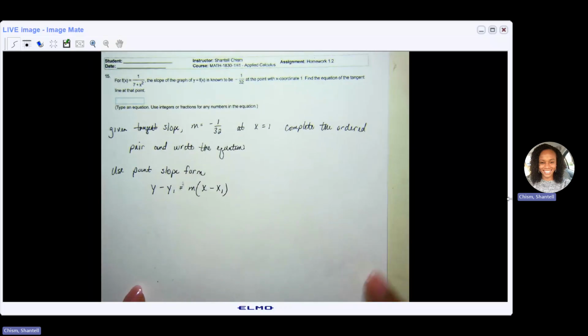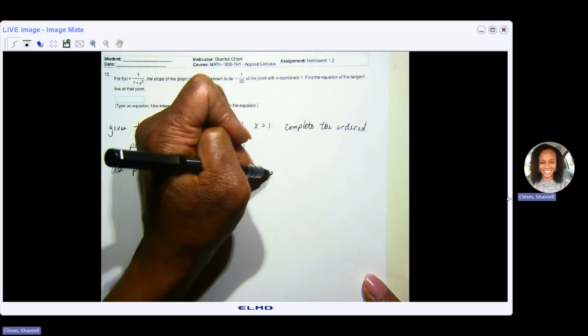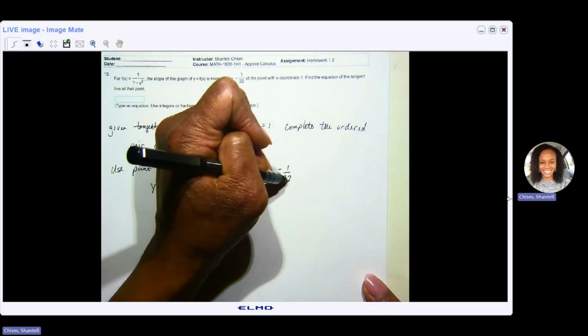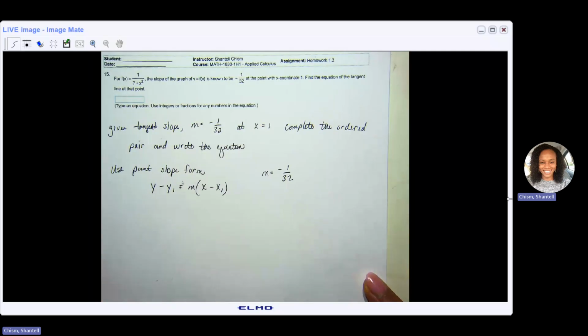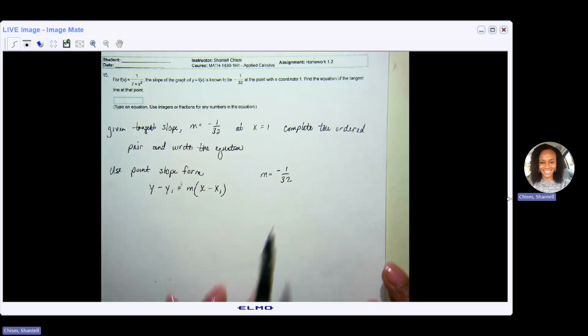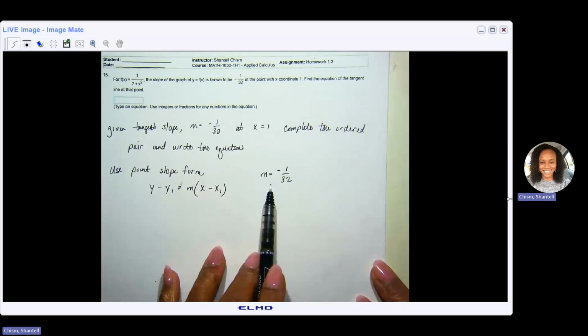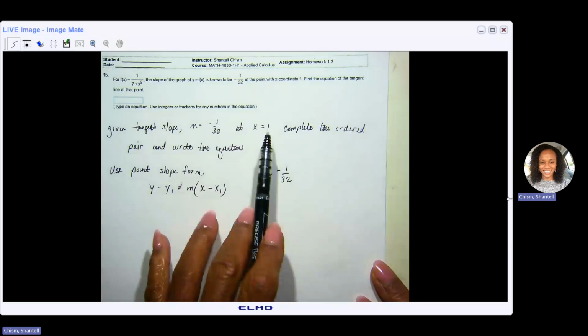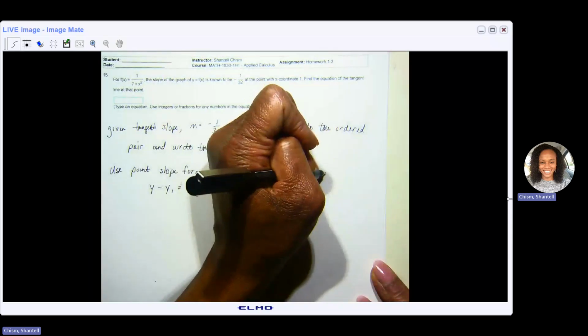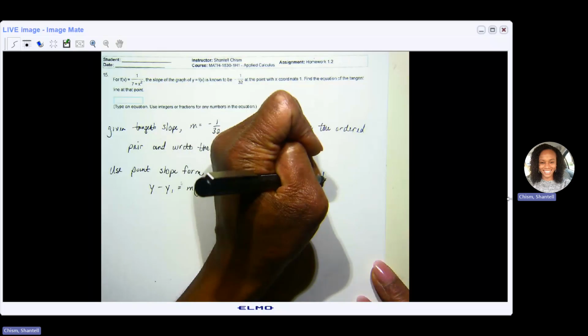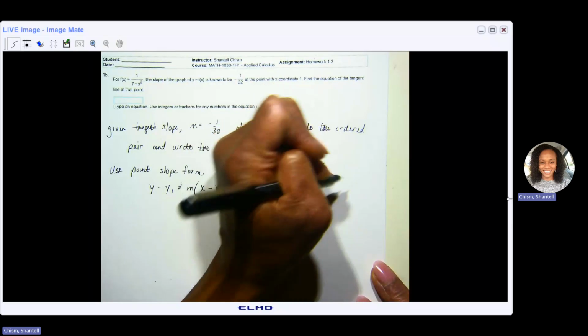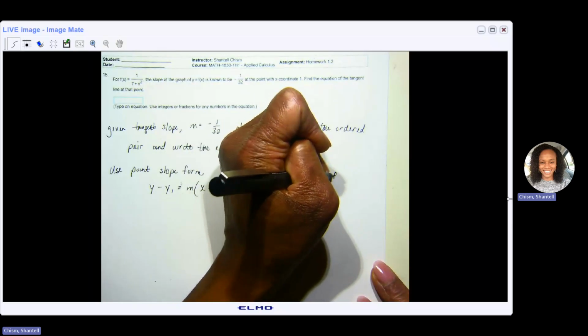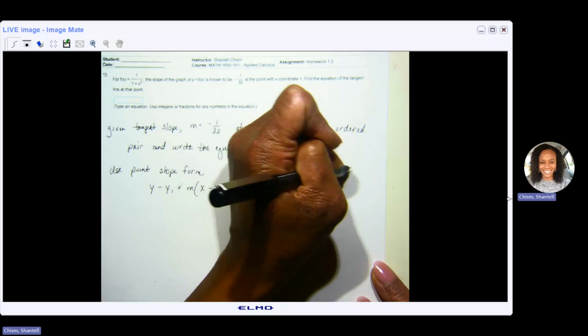Okay, so right now we've got m, which is negative 1 over 32. We need our x1, y1 point. So the tangent slope is negative 1 over 32 at x equals 1. So we've got the x coordinate. Let's evaluate the function at 1 to get the y coordinate.